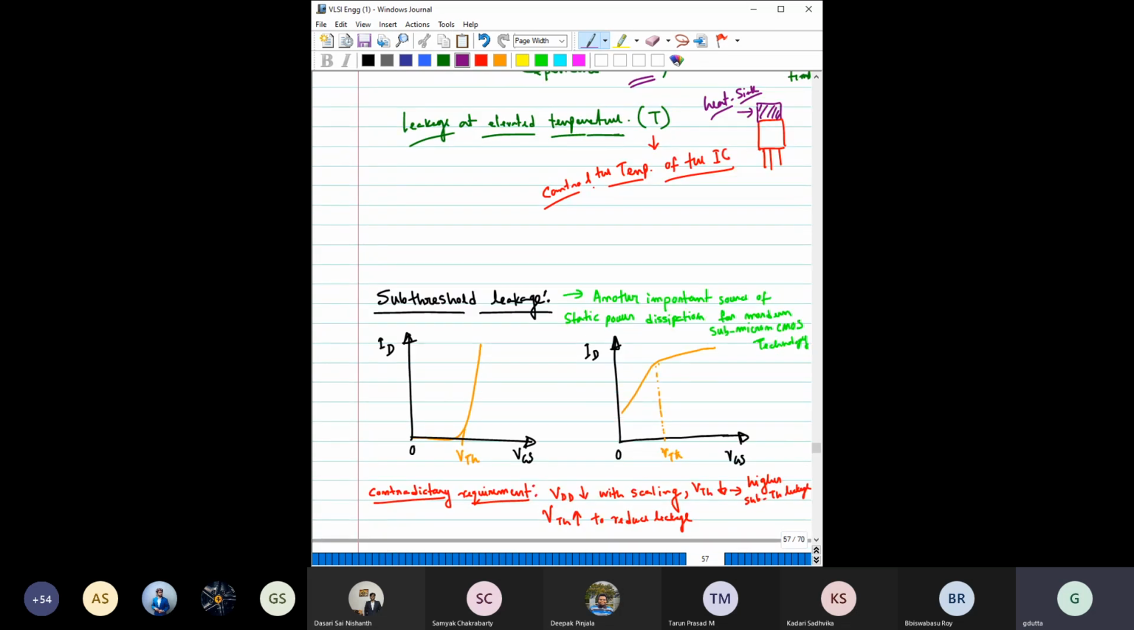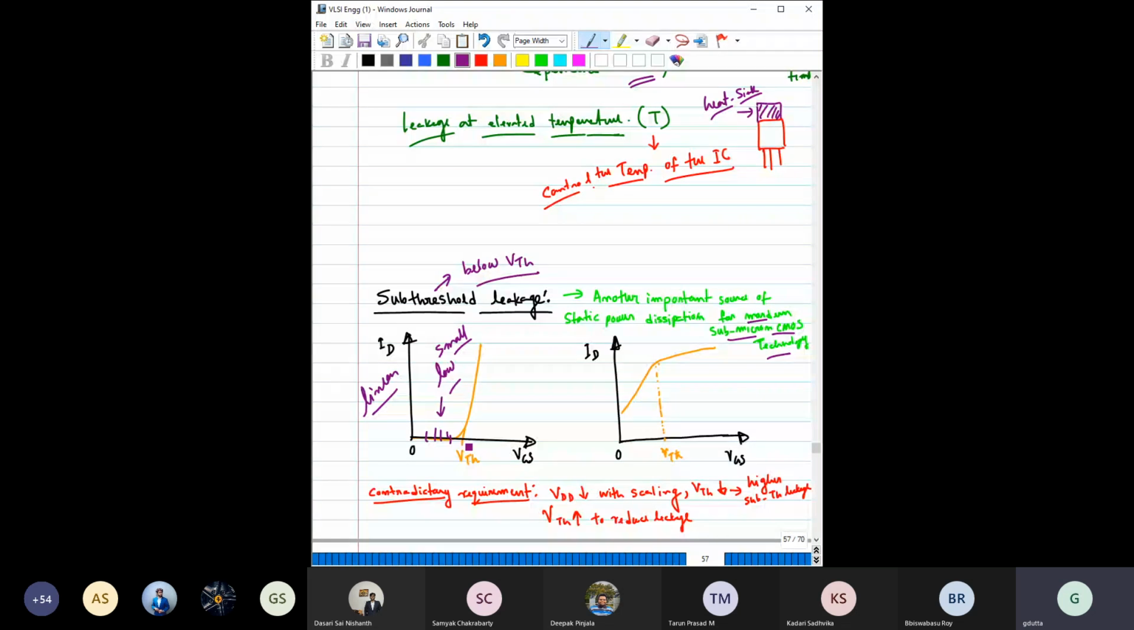Another leakage current which is important, and more important for modern submicron CMOS technology, is the subthreshold leakage. What do I mean by subthreshold? Subthreshold means below threshold, right? If you see the ID versus VGS characteristics of any MOSFET, it looks something like this. Below threshold, the current is almost zero; if you plot it in a linear scale, it will look something like this. In this region the current is pretty small, right?